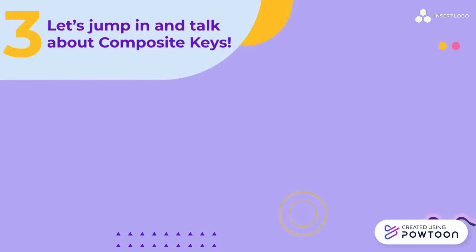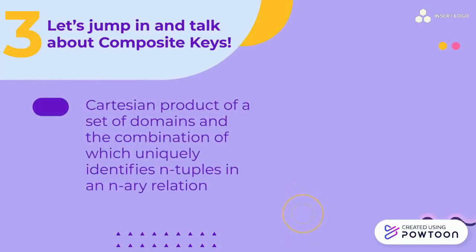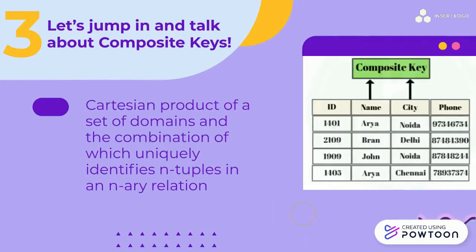What are composite keys? It's a Cartesian product of a set of domains, the combination of which uniquely identifies n-tuples in an n-ary relation. Name cannot uniquely identify because there are two Ali, but when you combine them with city, it can uniquely define the n-tuples, so they are the composite keys.